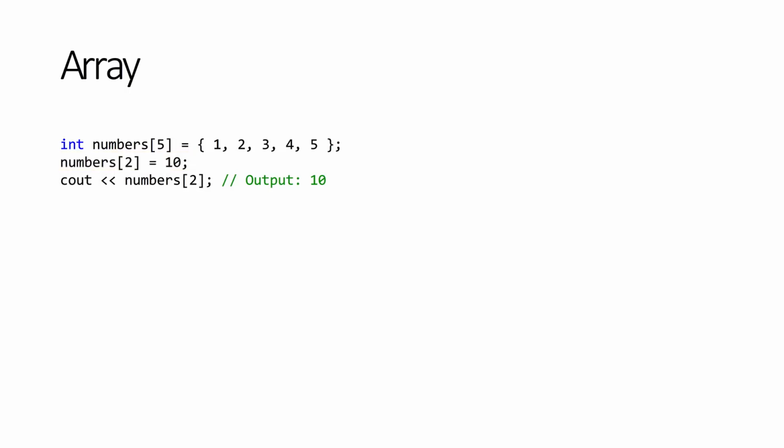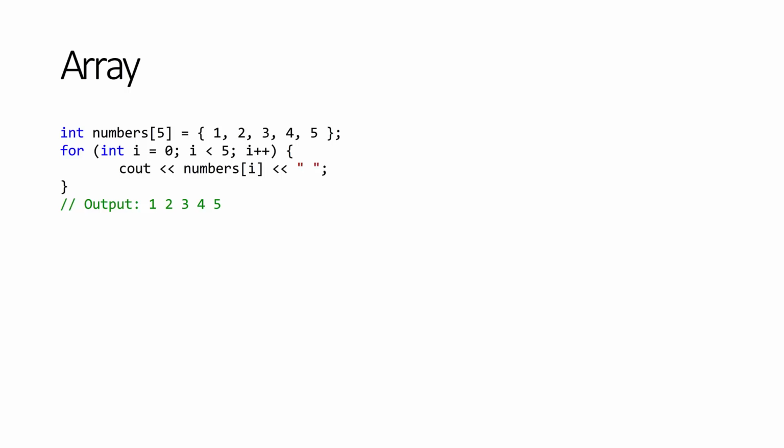Finally, the line cout numbers[2] outputs the third element of the array, which was modified in the previous line to a value of 10. Therefore, the output is 10.